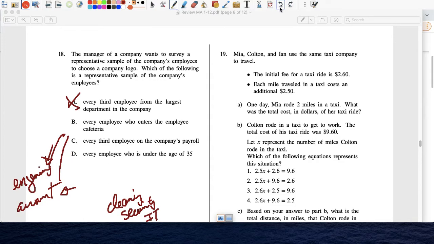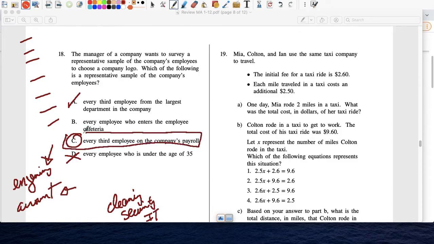Every third employee on the company's payroll. That seems about fair, right? You look at the company's payroll, everybody who gets paid by the company, and you get every third employee. That seems random, right? And fair. Every employee who's under the age of 35. No, that doesn't even make sense, right? Because you're excluding everybody above 35, which again doesn't represent the whole company. So C, out of all these, seems like the best choice.